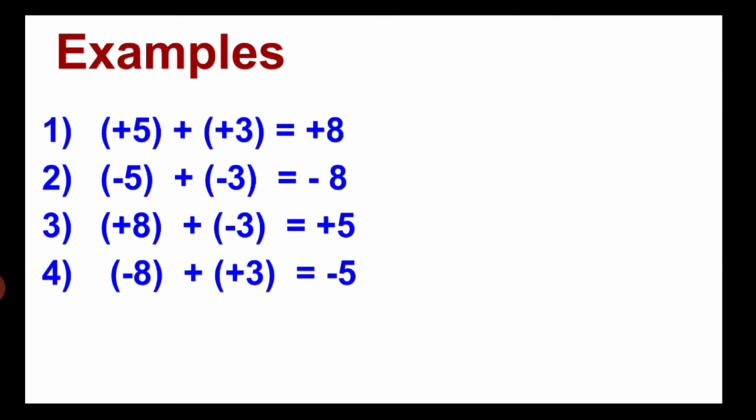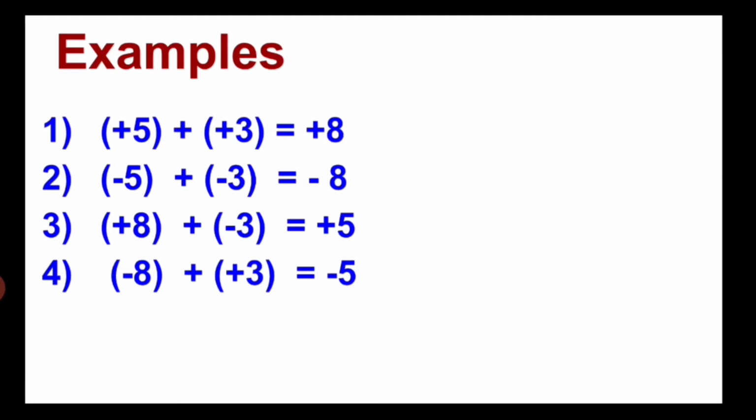Then fourth sum, minus 8 plus 3. Again, one number is having negative sign, another number is having positive sign. That means both the numbers are having different sign. What we have to do? We have to subtract the smaller number from the bigger number and the answer will have the sign of the bigger number.